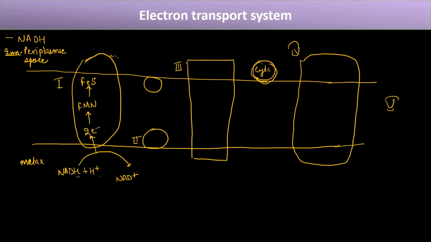Now from here, what happens? This electron goes to another carrier that is known as ubiquinone. I'm writing it as UB. So UB stands for ubiquinone. And this ubiquinone is what? It is a mobile carrier, so it can move. Now from this ubiquinone, what happens?